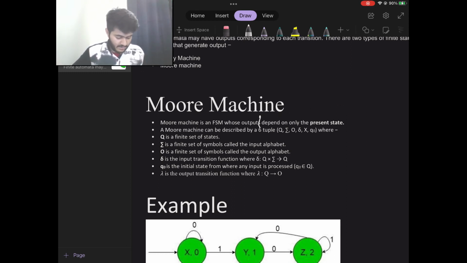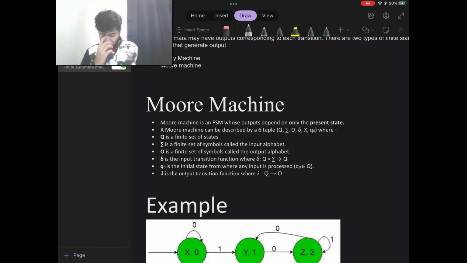The Mealy machine is similar to the Moore machine, but here the major difference lies in that in the Moore machine only the present state was important for the output. In this, the input also matters, that is, what is the present input and what is the present state. These two things are majorly important. Similarly, 6 tuples, all of the same things. This is the Mealy machine.